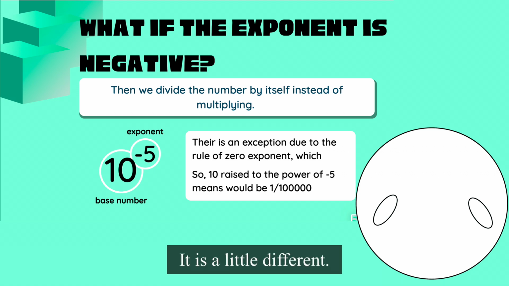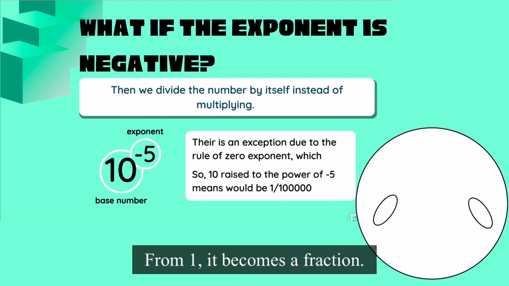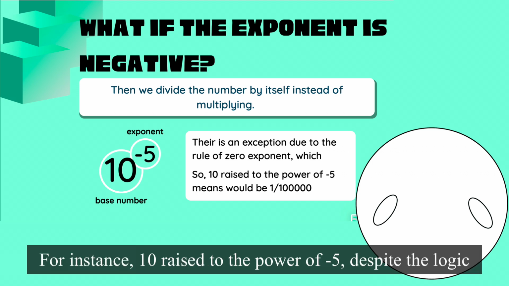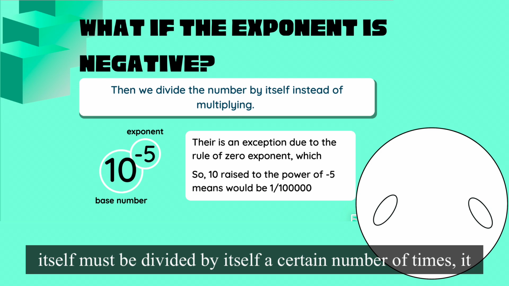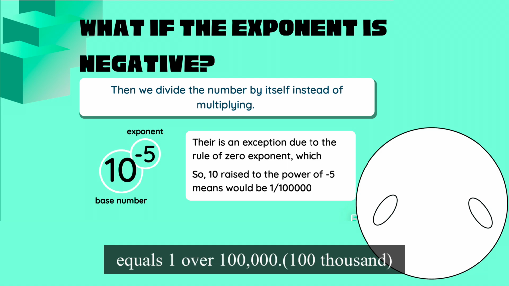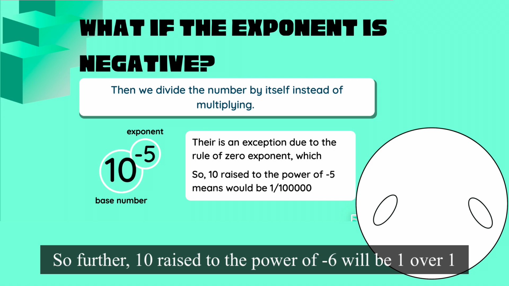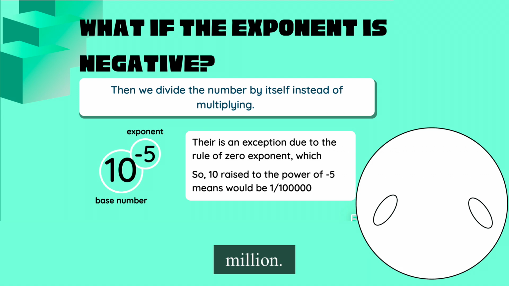It is a little different. From 1, it becomes a fraction. For instance, 10 raised to the power of negative 5, despite the logic that a number that divides itself must be divided by itself a certain number of times, equals 1 over 100,000. So further, 10 raised to the power of negative 6 will be 1 over 1 million.